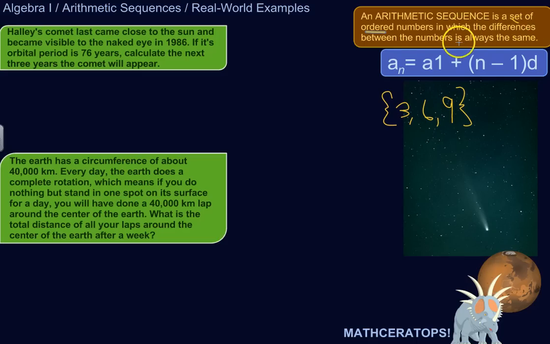In which the differences between the numbers is always the same. So the difference going from 3 to 6 is 3. Going from 6 to 9 is another 3. This goes on forever. The next number here would be 12. The next after that would be 15. Or if I'm going this way, the next number would be 0, and then negative 3, negative 6. You get the idea. So that's an arithmetic sequence. The difference between the terms is always the same number. In this case, it's 3. It could be anything.